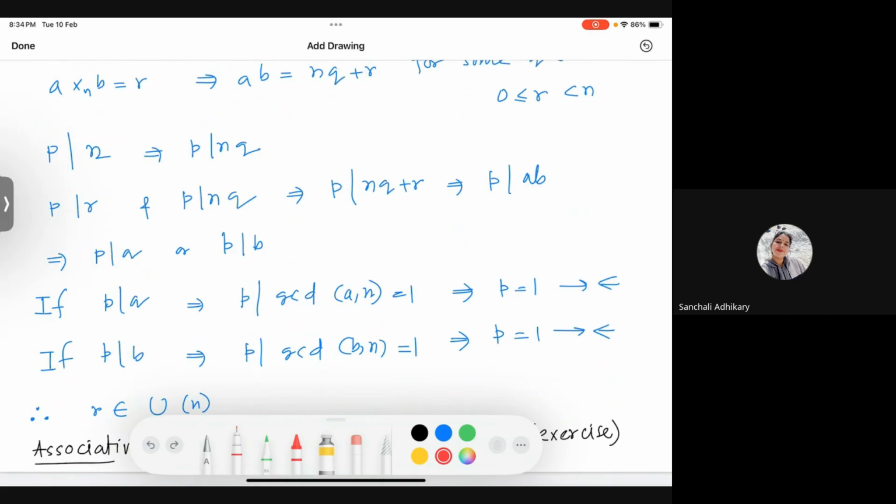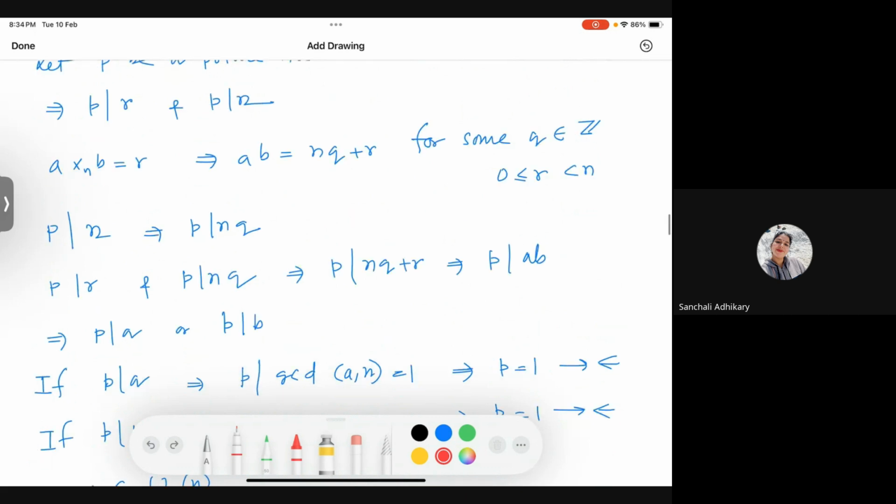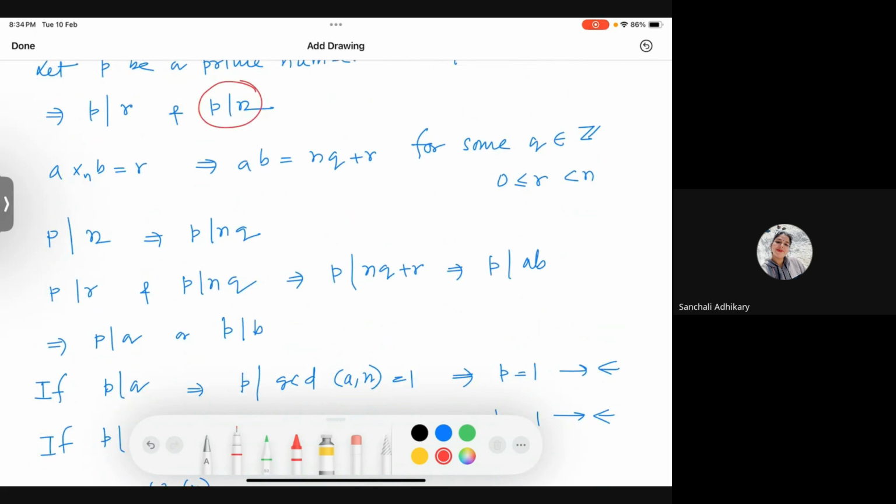But if P divides A, since GCD of A comma N is 1, okay, observe one thing. P divides A and P divides N, right? So P divides the GCD of A comma N. Actually, P is a common divisor of A and N. So P divides the GCD, and the GCD is 1. So P divides 1. So 1 is not a prime. The least prime number is 2. 1 is not a prime. So this is the contradiction.